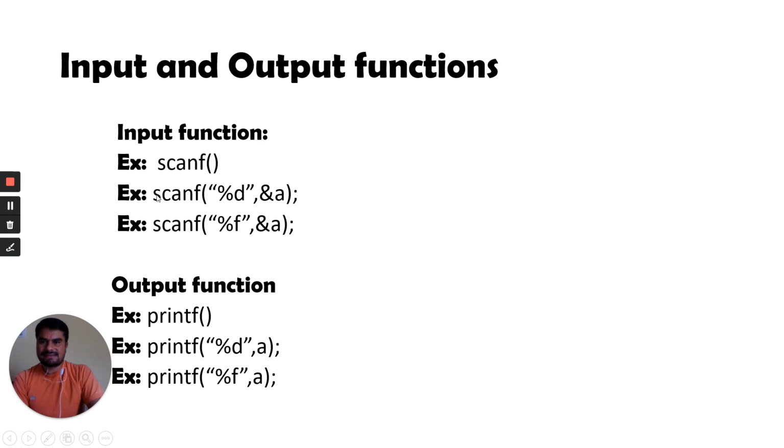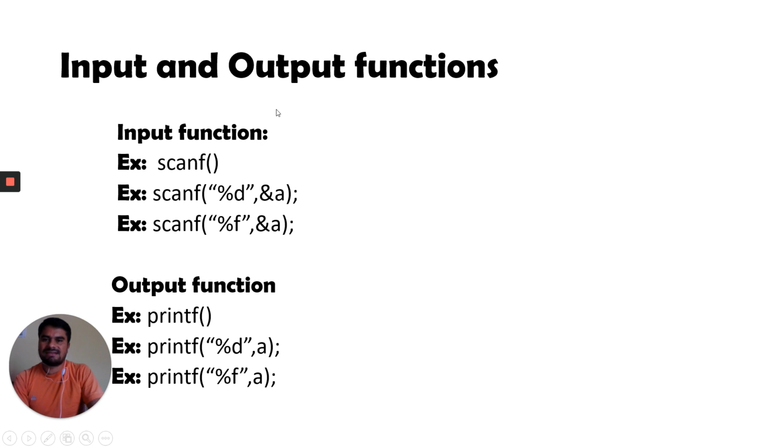How? Let us see. scanf, a small bracket has to be opened, then double quotes, percentage d, because this is a format specifier. I'm going to input one integer number. I need to end with a double quote, then a comma. This is the syntax you need to remember every time. Then the address of A, because the integer value I'm going to store has to be stored in a variable called A. Where do I store it in memory? With the help of the address operator, it generates the address for A.